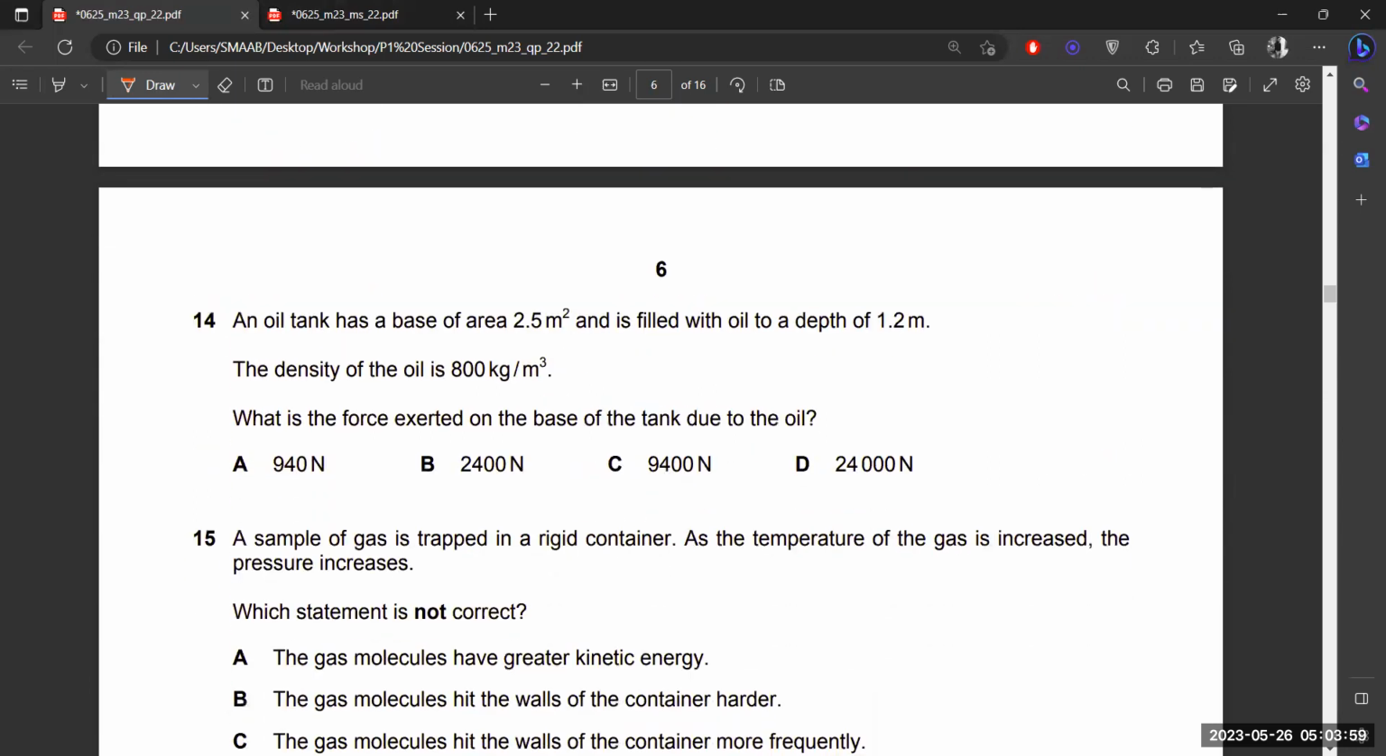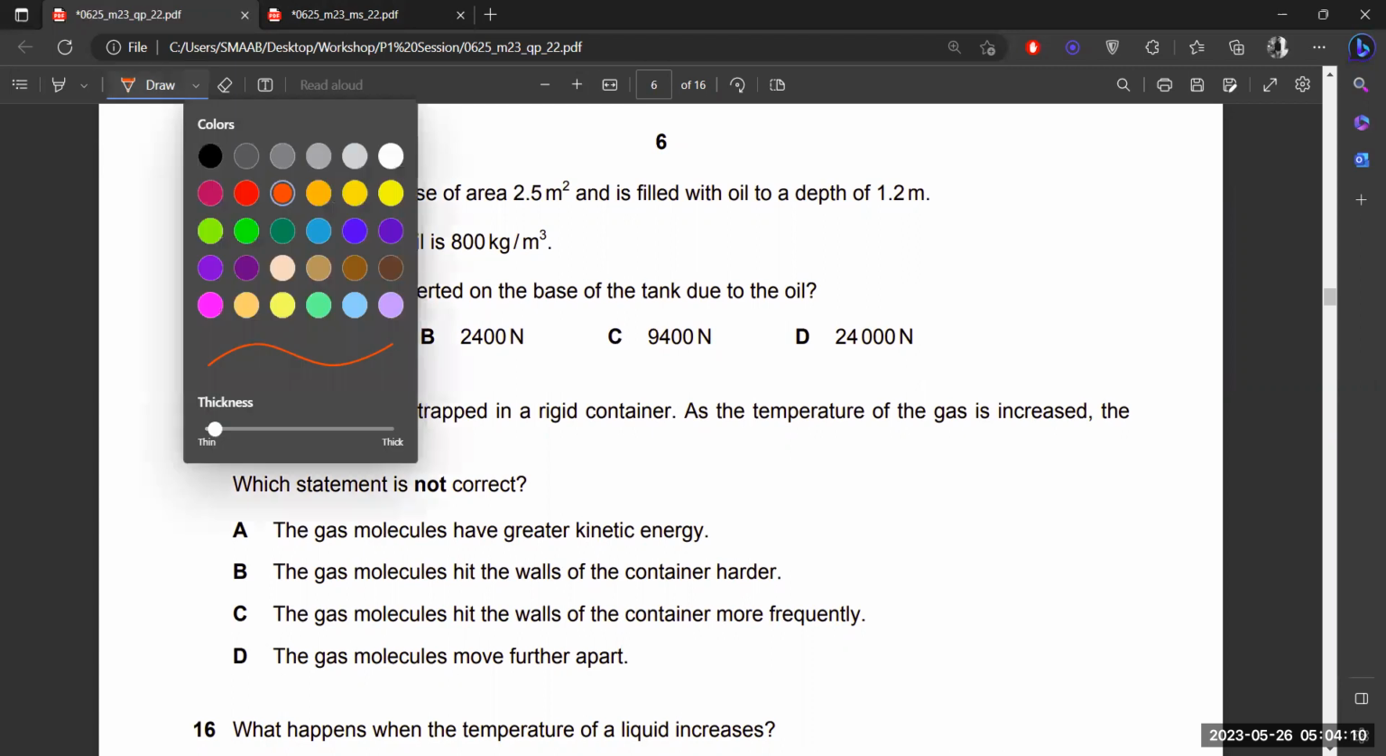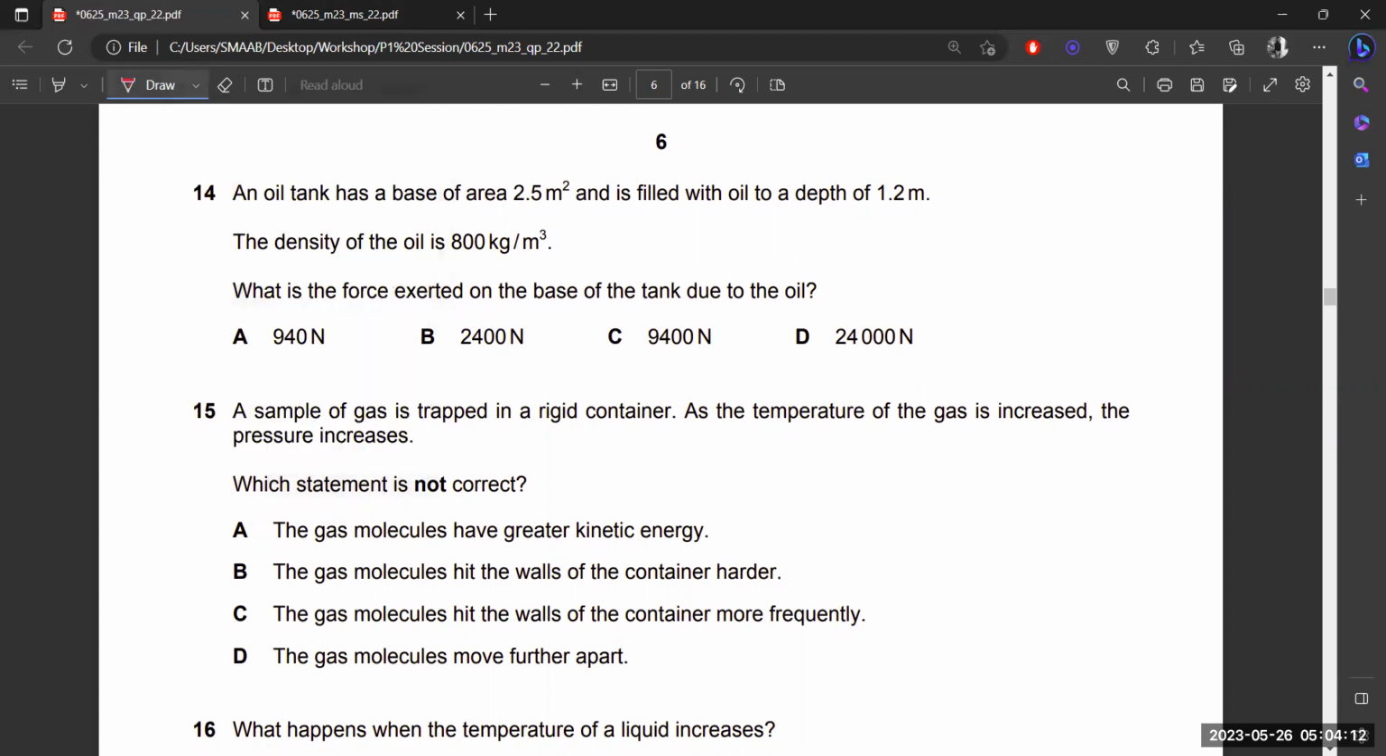Okay, that question is also simple. Question 14: an oil tank has a base of area 2.5 meters squared and is filled with oil to a depth of 1.2. Again, there is a hint in this question, and the hint is that is the area, that is the depth. Combining these values will give you the volume because there are three lengths. So you just need to multiply 2.5 by 1.2. You will get the value of volume.